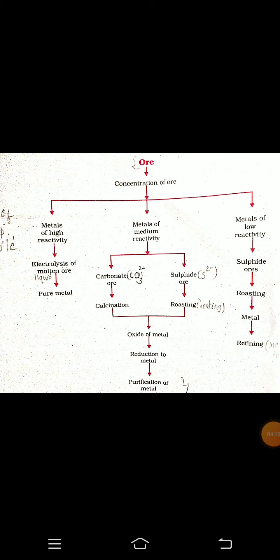Let us talk about extracting metals of medium reactivity. For this, we will refer to the middle part of the summary chart. Metals of medium reactivity, look at the summary chart. These metals are found as carbonate ore as well as sulfide ore. So in nature, these metals are found in these two forms, carbonate ore and sulfide ore.